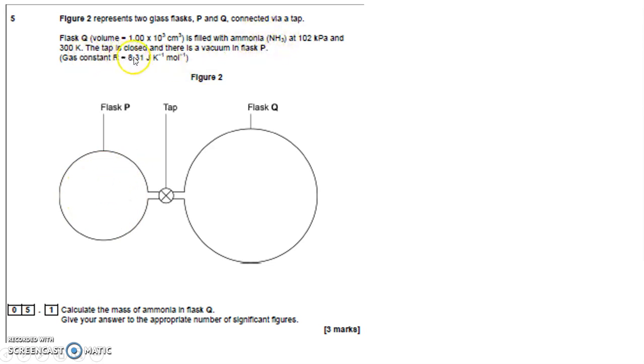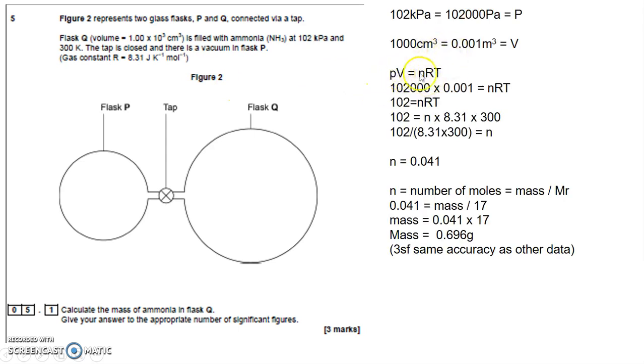The gas constant R is 8.31. That gives you a clue straight away, and we're talking about gases anyway. PV equals NRT is the gas equation, and that's the gas constant. So I'm going to use PV equals NRT. What do I do?